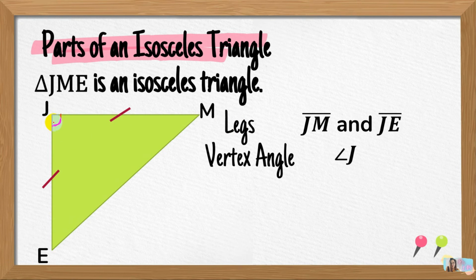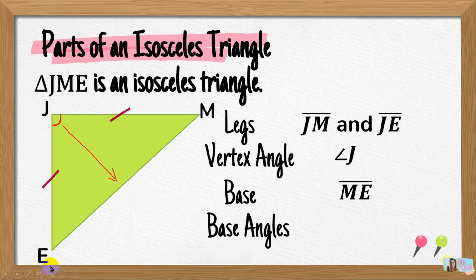Included angle siya ng legs. So, opposite to this angle is the side na tinatawag nating base. So, ang base po ay ang side EM or ME. And then, the last part of the isosceles triangle is known to be the base angles. And alin po dito ang ating base angles? Again, these are the included angle of the leg and the base. So, walang iba kundi ang angle E and angle M. Again, the base angles are angle E and angle M.